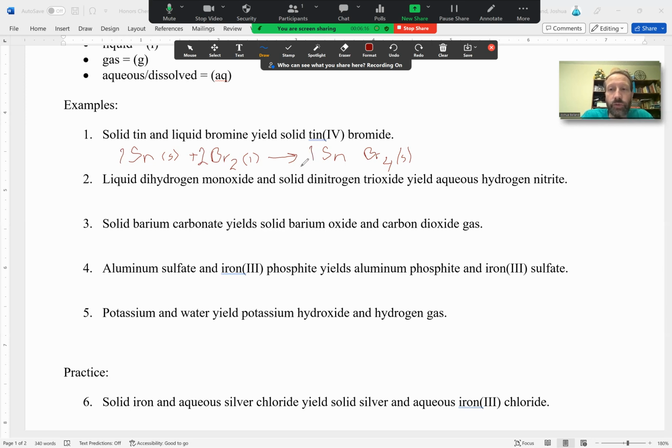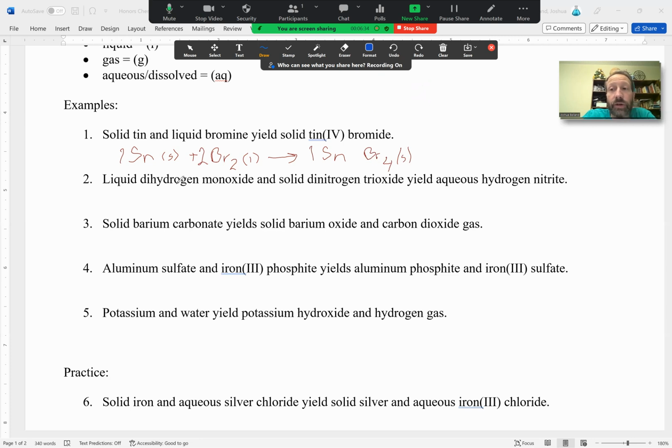So it's 1, 2, 1 as the coefficients. But I needed to show a 2 there to prove on paper that the mass will be conserved like it really will be in lab. In lab, it'll happen automatically. Paper doesn't happen automatically, so you need to do that. Okay, let's go to the next one.